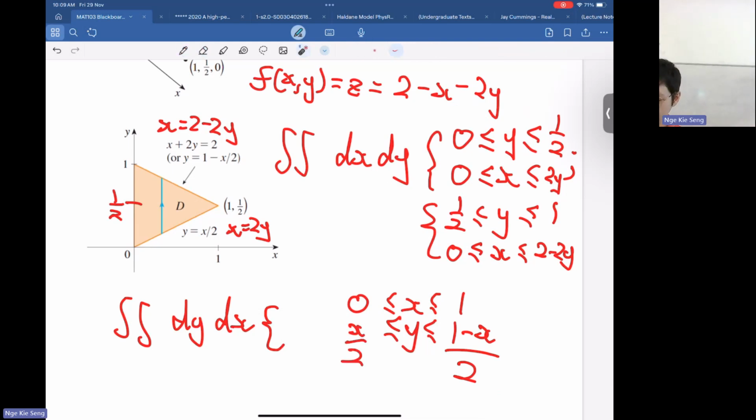Okay, so x over 2 is this line here. And then the other side, is it correct or not? Yeah, I wrote it wrong, it should be 1 minus x over 2.